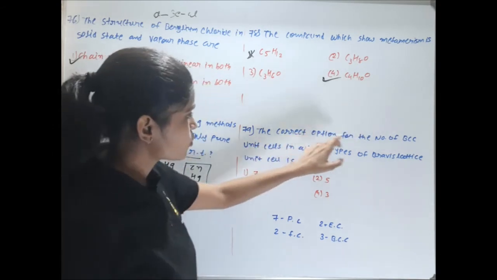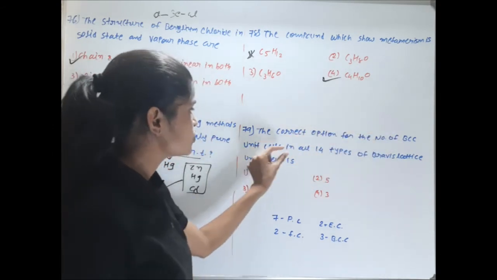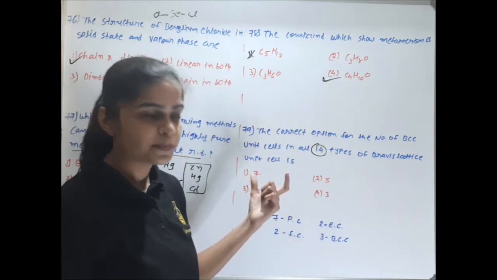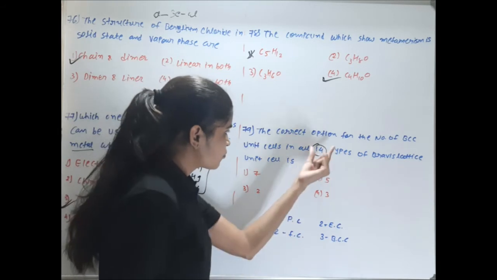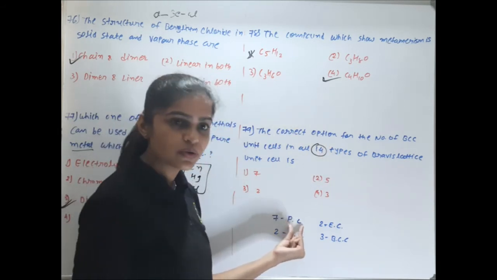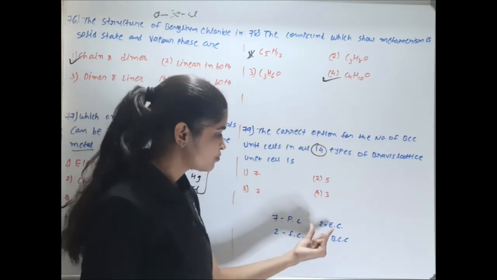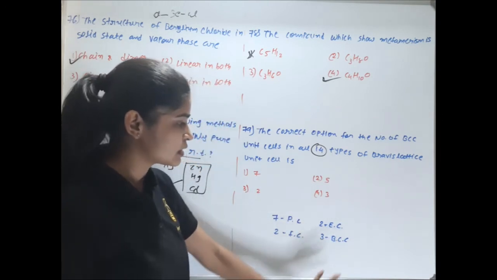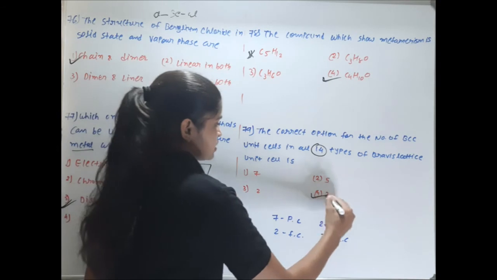Next is the correct option for the number of BCC unit cells in all 14 types of Bravais lattice unit cells. In these 14 unit cells, there are 7 primitive unit cells, 2 end-centered, 2 face-centered and 3 body-centered Bravais lattices. That means BCC, body-centered cubic, so the right option is 3.